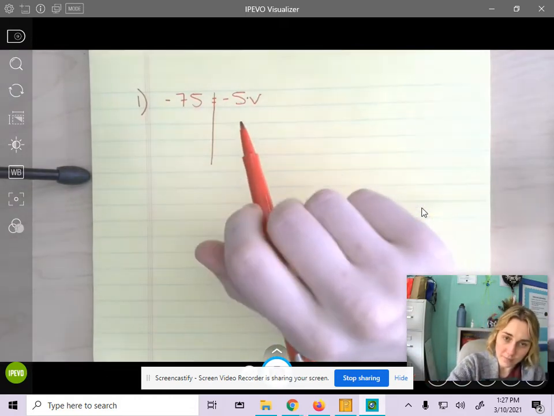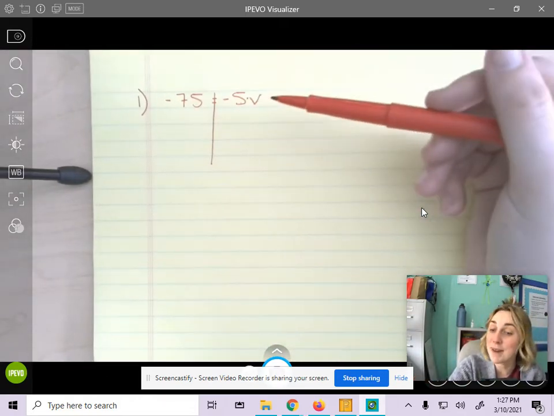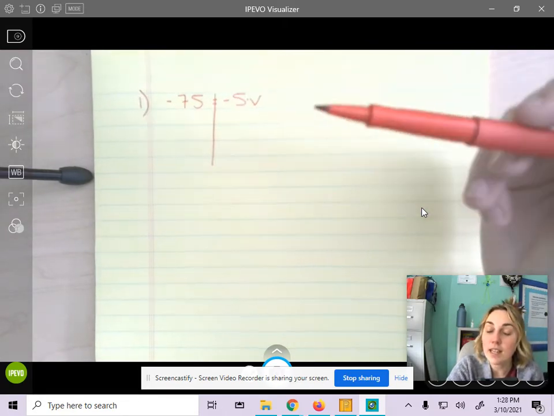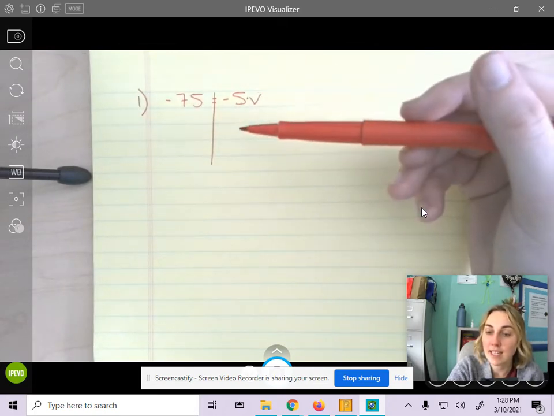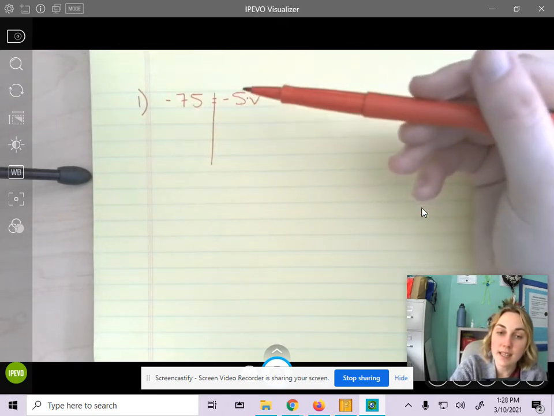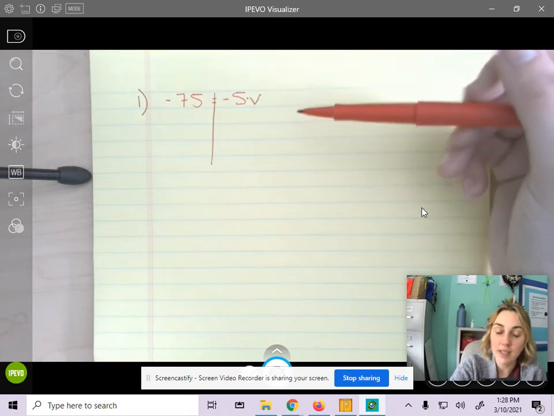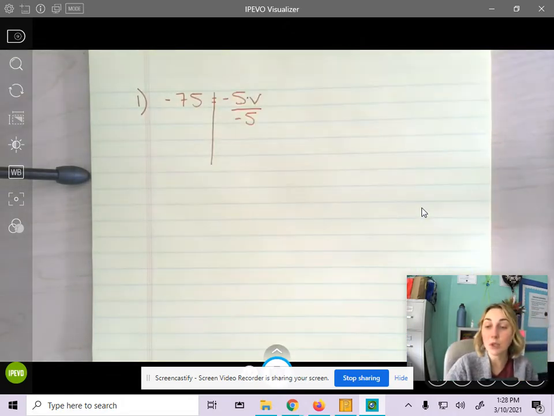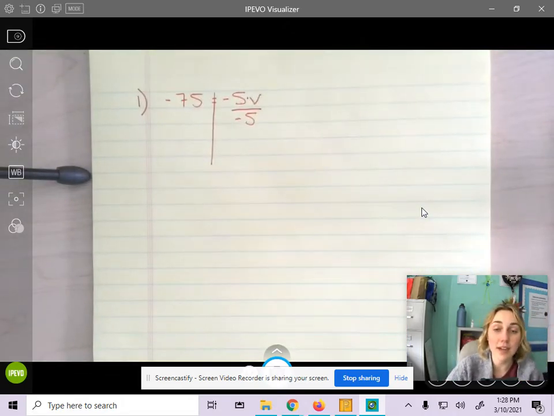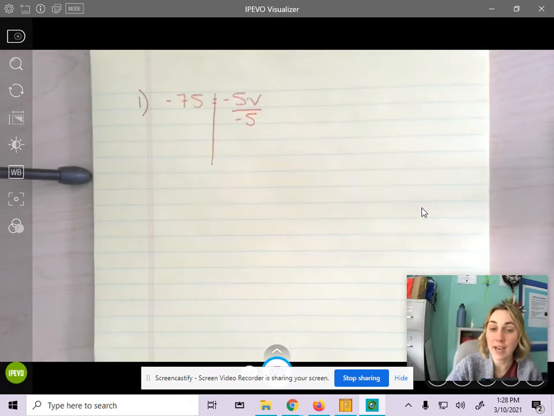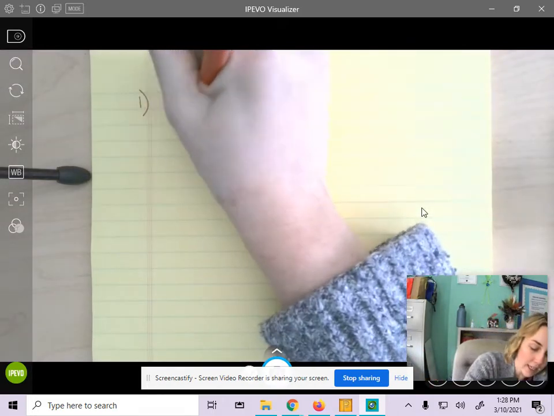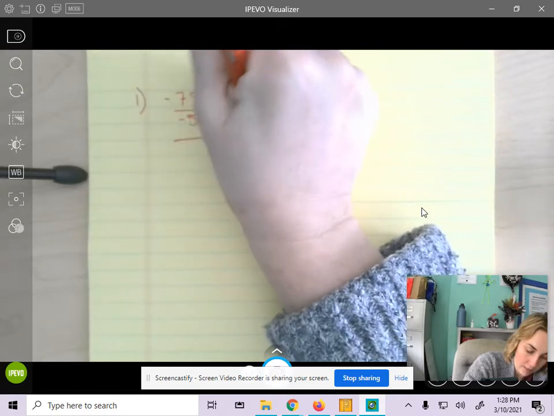So again, I want to get v by itself, so I need to do the opposite of -5 times v. The opposite of -5 times v is divided by -5. The opposite of multiplication is division. So to get rid of that -5, I have to divide. And if I divide on one side of the balance beam, I have to do it on the other side as well. And then I can solve.